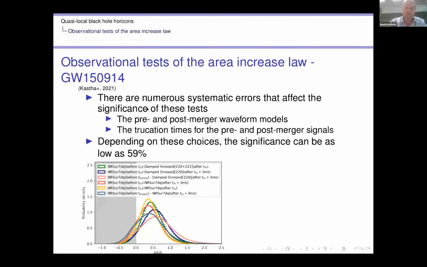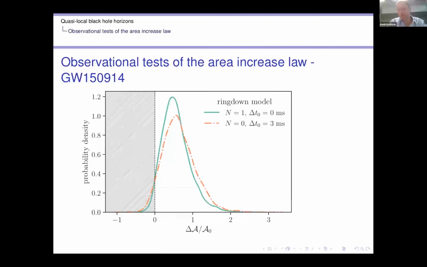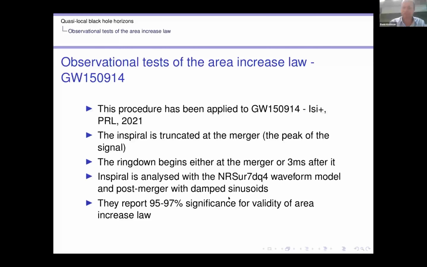We reported some of these towards the end of last year. So what happened? Some of the reasons for the systematic errors are the choice of the waveforms that you choose, pre and post merger. In this case they pick one particular case, but there are also other accurate waveforms you could pick for the pre-merger.